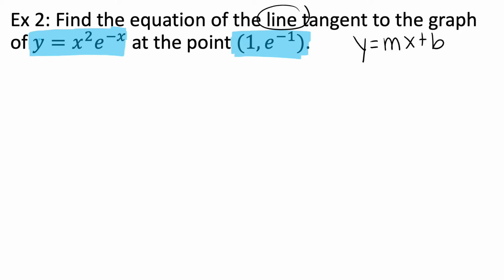Remember, when we start these problems, we have to start by finding the slope of the tangent line. And remember, the slope of the tangent line comes from the derivative. So let's start by taking the derivative of our function. So y prime is equal to, now you guessed it, we have x squared times e to the negative x, which means we actually have to use a product rule.